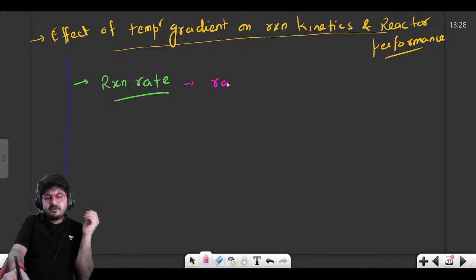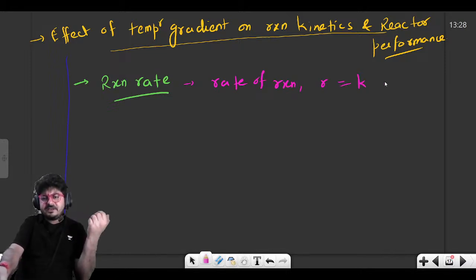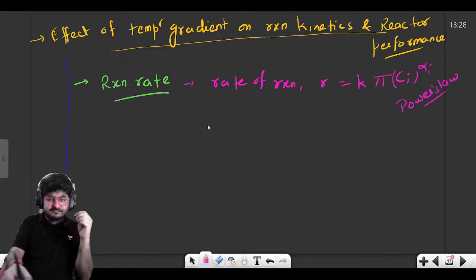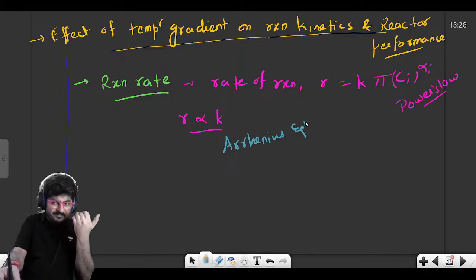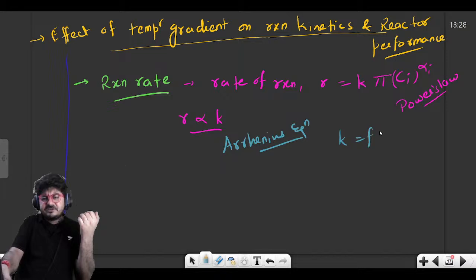All of us know that rate of reaction, that is R, we can write something like K product summation Ci power alpha i, as per the power law. So you can see the rate of reaction is proportional to the rate constant K. And if you think about the Arrhenius equation, Arrhenius theory, you know that rate constant K is a function of temperature.